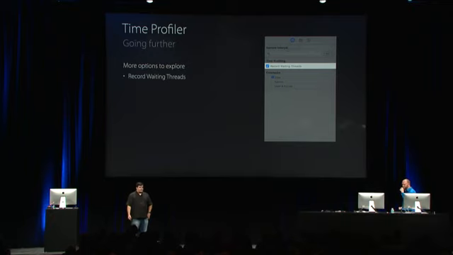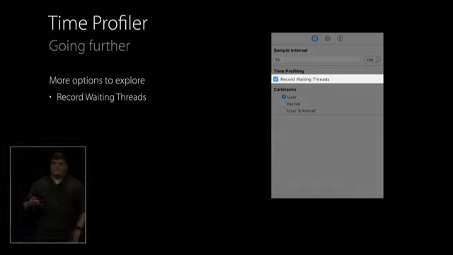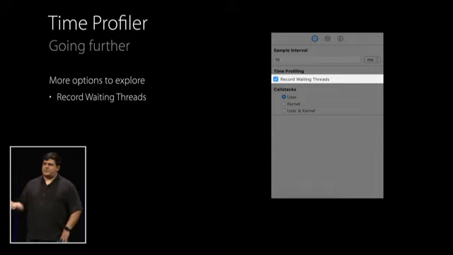OK, so a couple of tips here for you to explore Instruments on your own. The first one I wanted to point out is under the recording settings. It's called record waiting threads. Now I mentioned that the service in the kernel we use samples the active CPUs, but if you have threads that are sitting around blocked on a lock or waiting for I/O, you can check this checkbox, and the service will sample those idle threads as well.